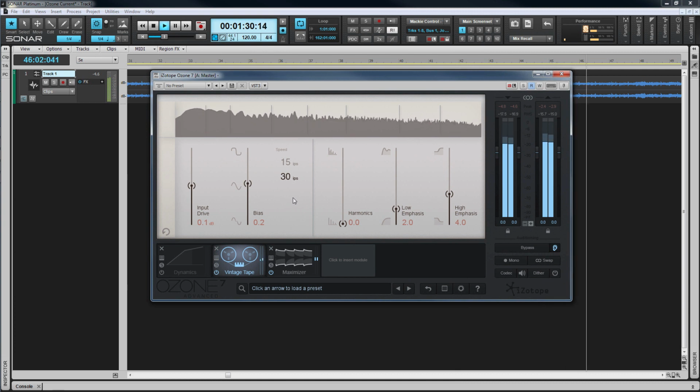Tape speed mainly changes frequency response, but also affects where different frequencies distort. As distortion is wavelength dependent, and wavelength is equal to speed divided by frequency, a 1 kilohertz signal at 15 inches per second will distort at the same level as a 2 kilohertz signal at 30 inches per second.